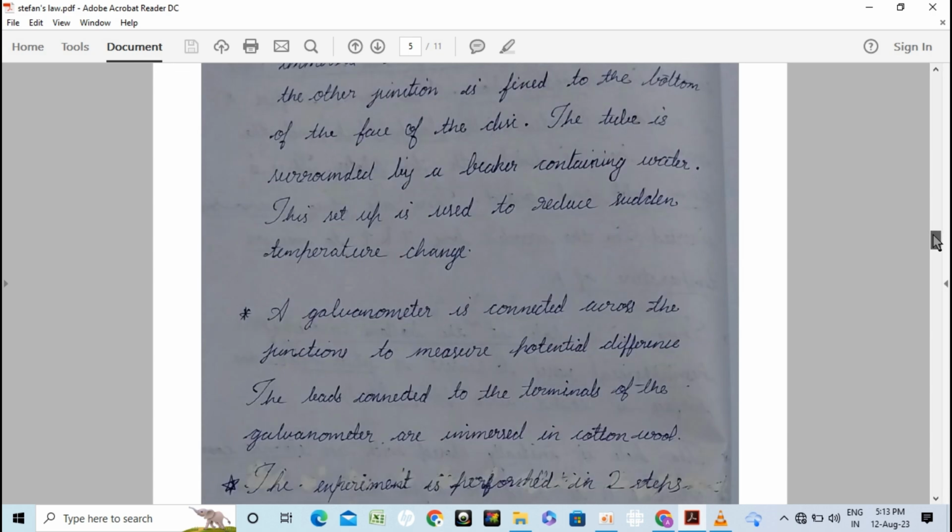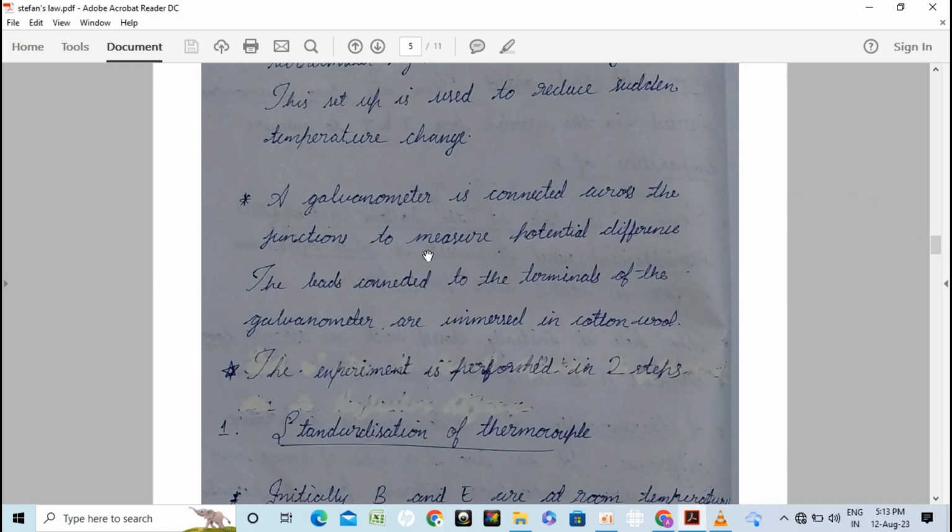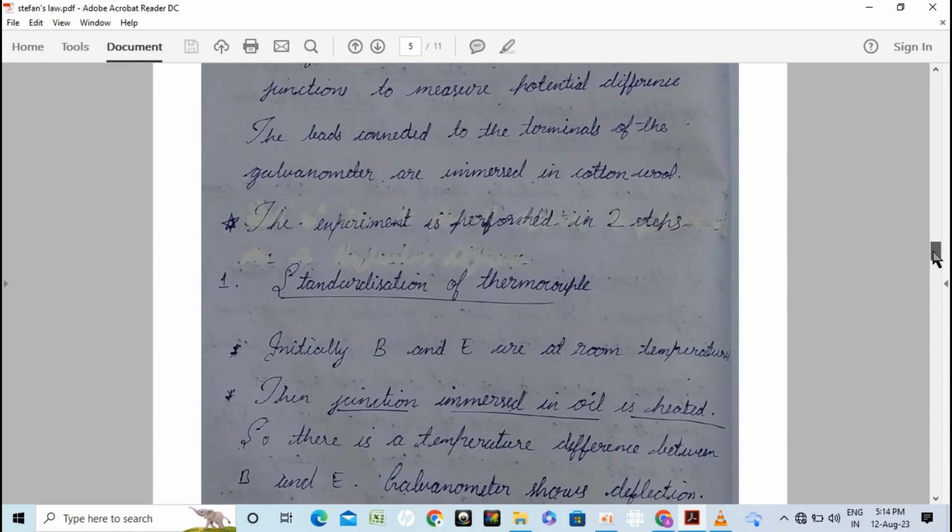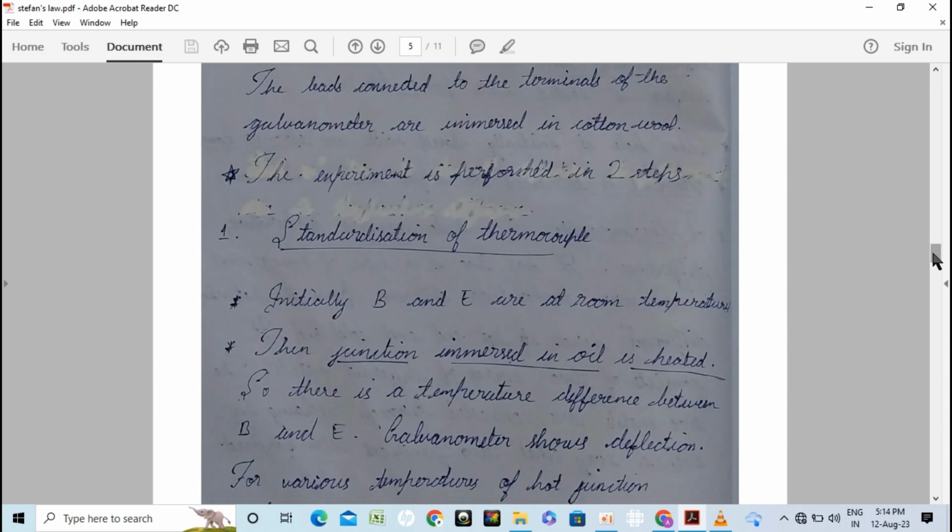Then a galvanometer is connected across the junctions to measure potential difference. The leads connected to the terminals of the galvanometer are immersed in cotton wool. Now this is the experimental apparatus. Now we can move on to our experiment. Our experiment consists of two steps.